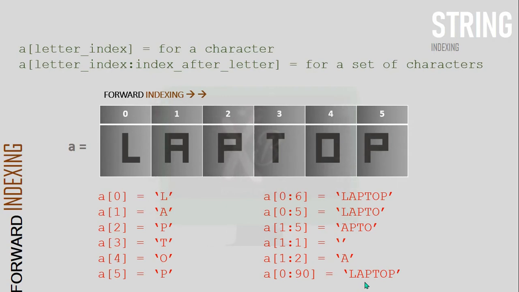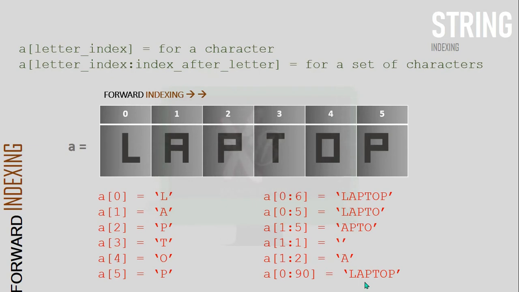Then A square bracket 1:1, that is nothing. So we have started with 1 and we didn't even finish at 1, so that does not count. A bracket open 1:2. Now that's the letter capital A. Because we started at 1, we ended at 2. So the second part of the command, that is 2, indicates the letter before that index. So that is 1. So it's going to give me A. One thing is very important, that A square bracket 0:90, I've written the number 90. Even if I write any number there, I'm going to get the whole word.